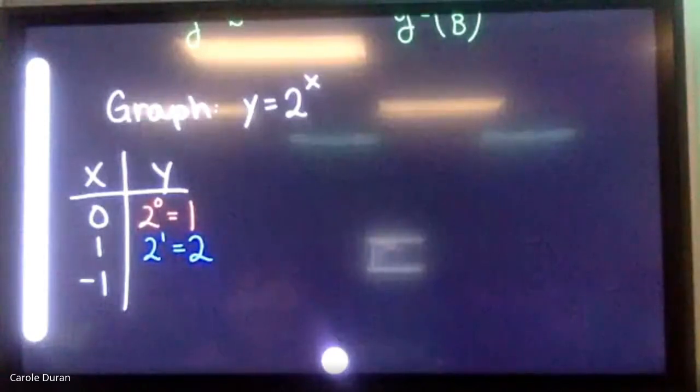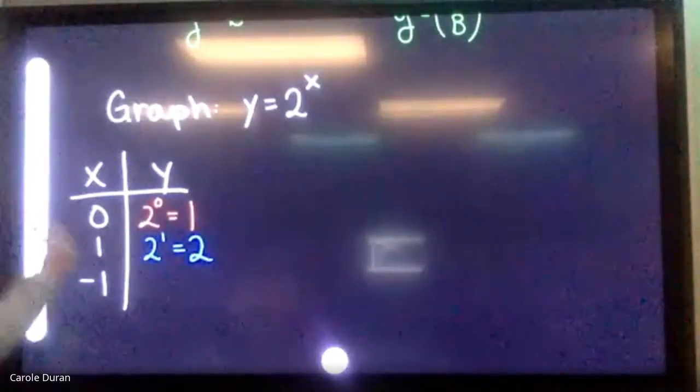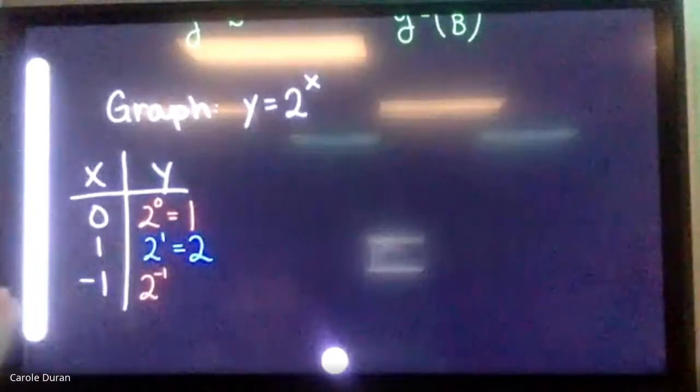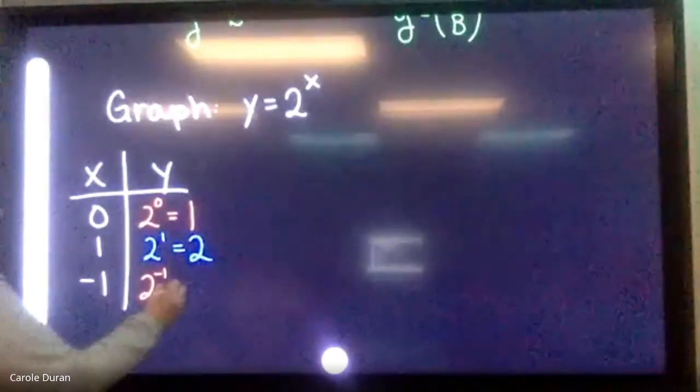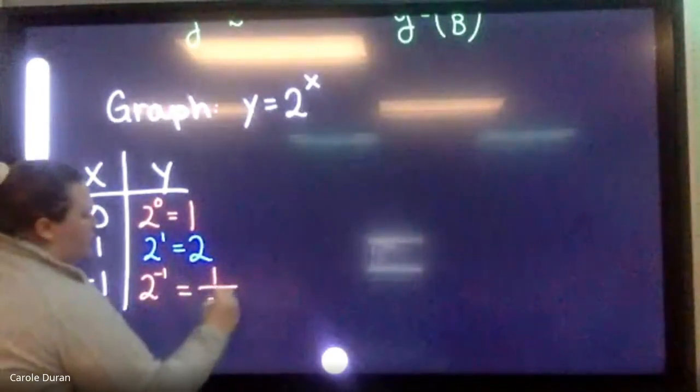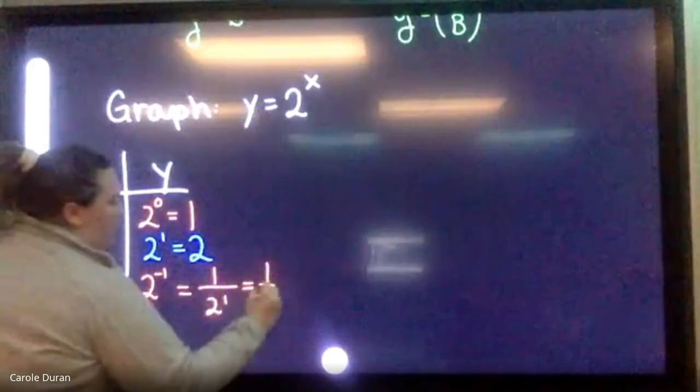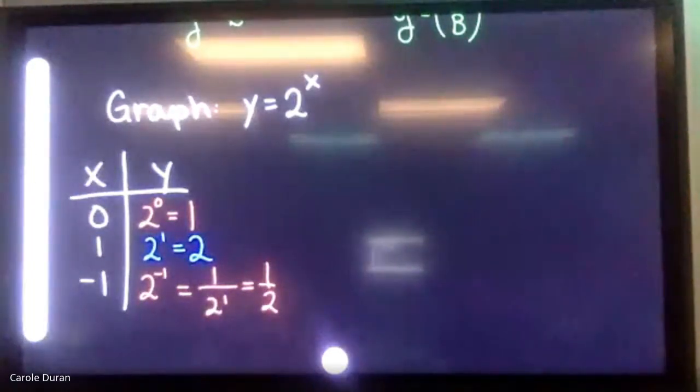Here's the tricky one. What happens if I take 2 and raise it to the -1 power? What happens anytime I have a negative exponent? By moving it across the fraction bar. So this becomes 1 over 2 to the +1, which is just 1 over 2. So a negative exponent moves to the opposite side of the fraction and becomes positive, and then we can simplify from there.